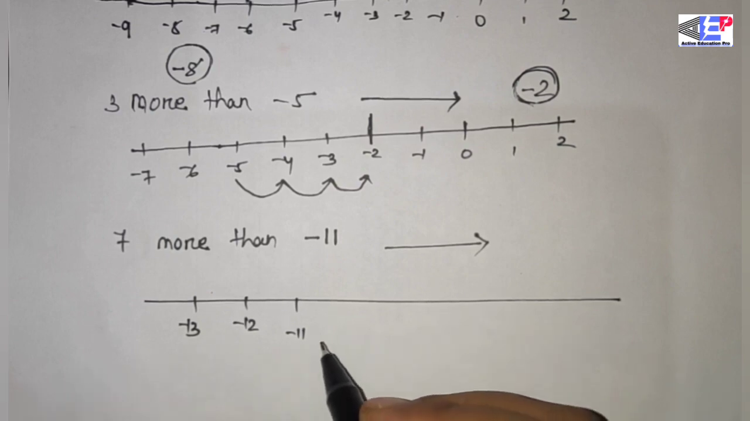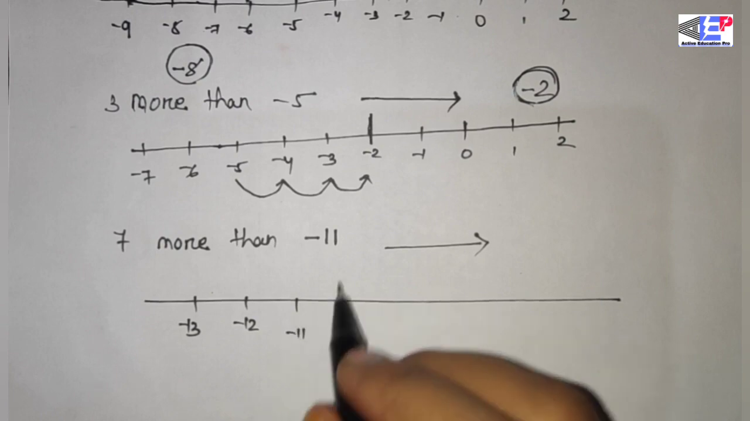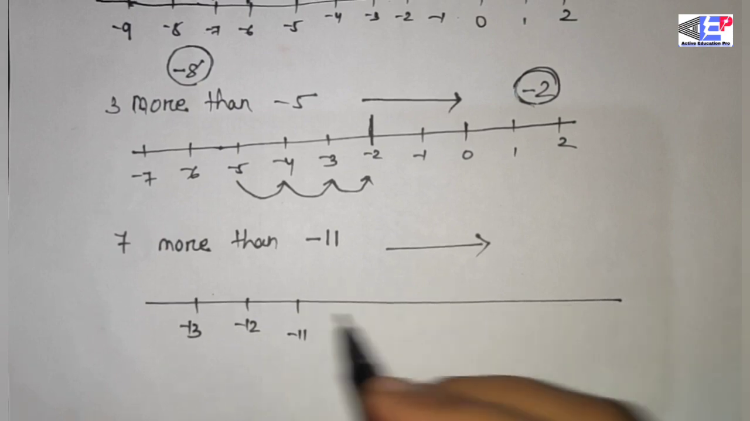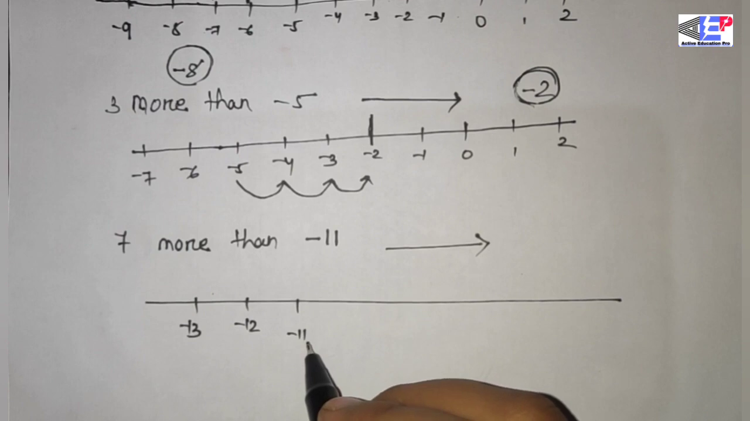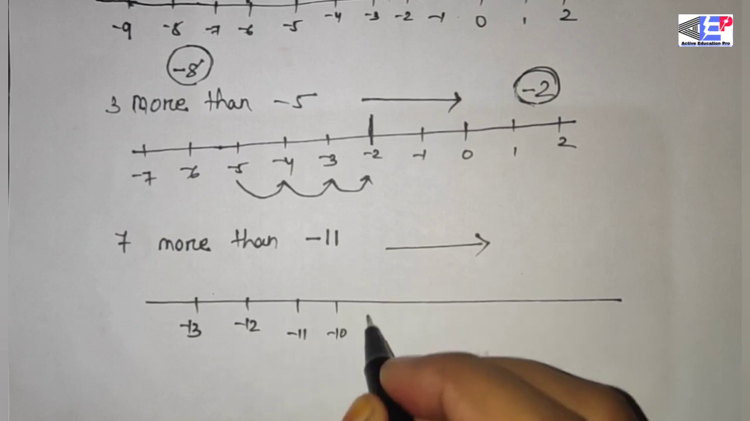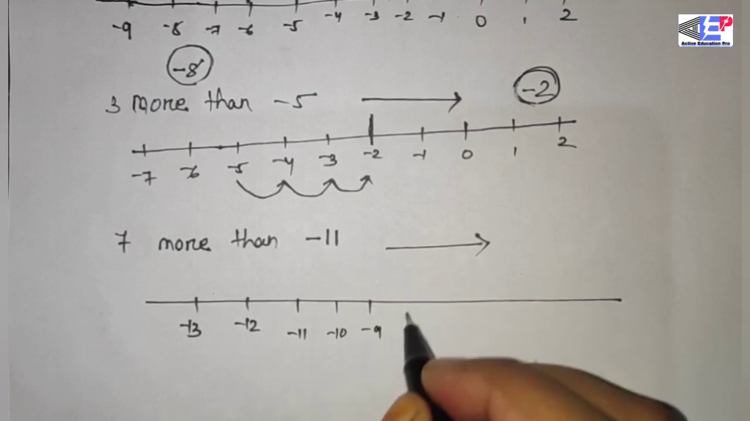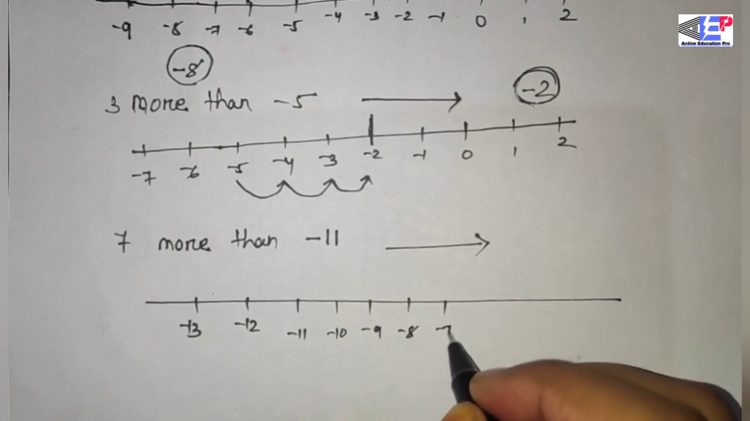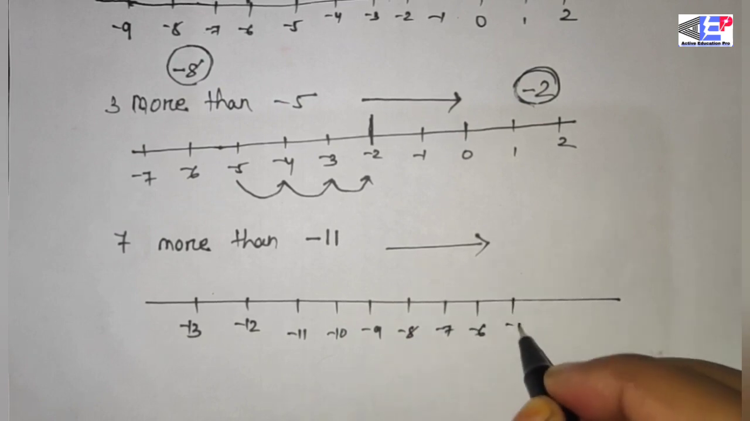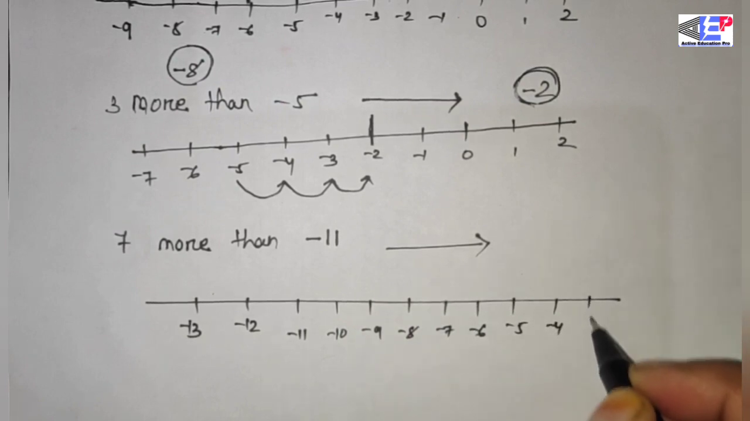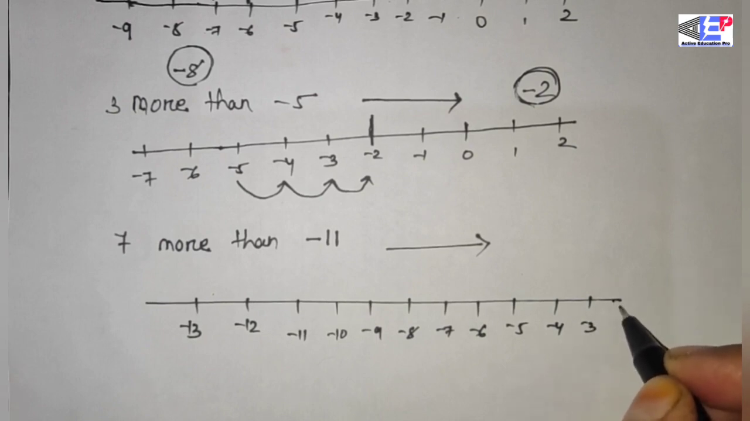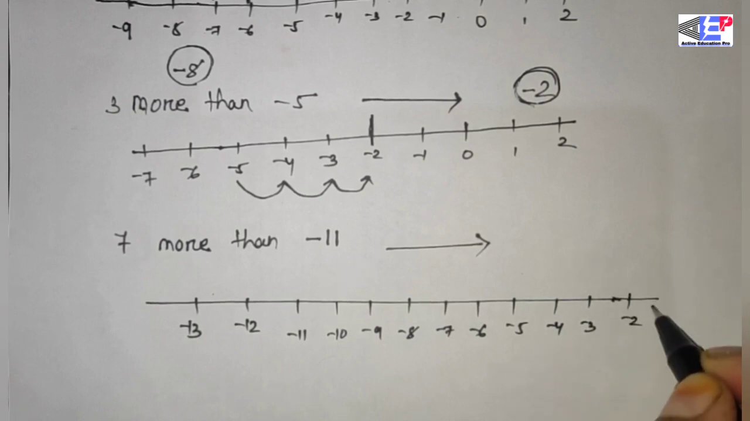Now we come to our question. This is -11, and when you move left to right, the value will increase. This is minus 10, minus 9, minus 8, minus 7, minus 6, minus 5, minus 4, minus 3, minus 2 and this is minus 1.